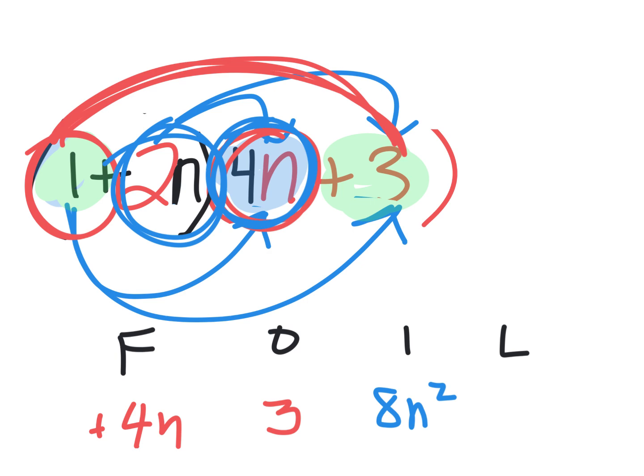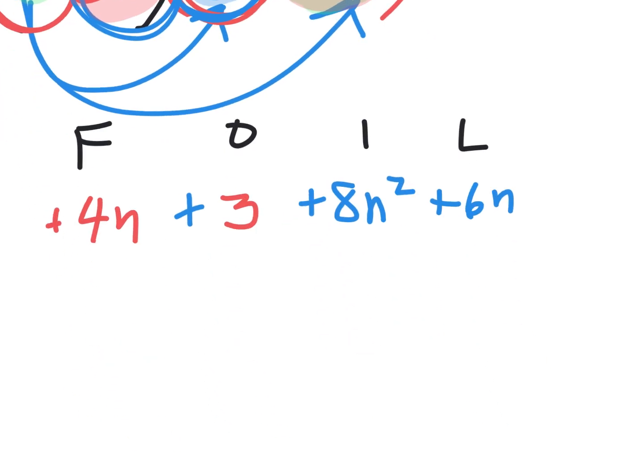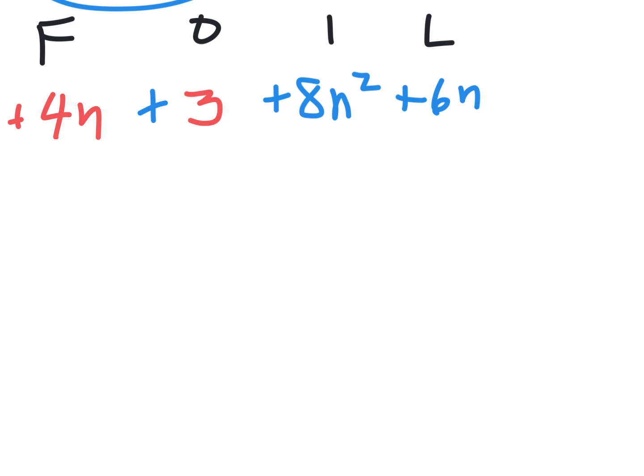And now the lasts. I'm going to highlight, show you my last. That's a last one, and that's a last one. The 2n that I highlighted in pink, and the 3. And that makes 6n. I'm going to put a plus in front of it. These are all positive, aren't they? And then you just have to combine what? Like terms.